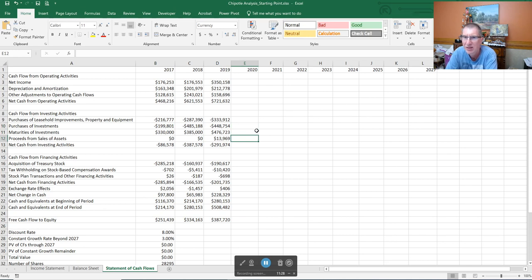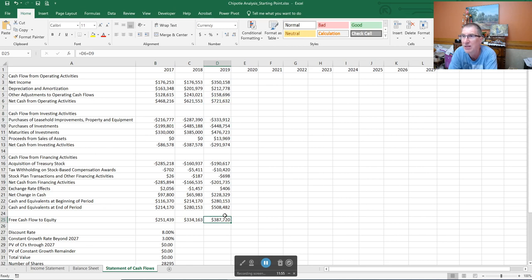Proceeds from sale of assets, you can see that's a relatively small thing. We're going to assume that just zeroes out throughout the rest of the process. So our big aspect here is going to be our net cash from operating activities and our purchases of leasehold improvements. The difference between those is going to be our free cash flow to equity.